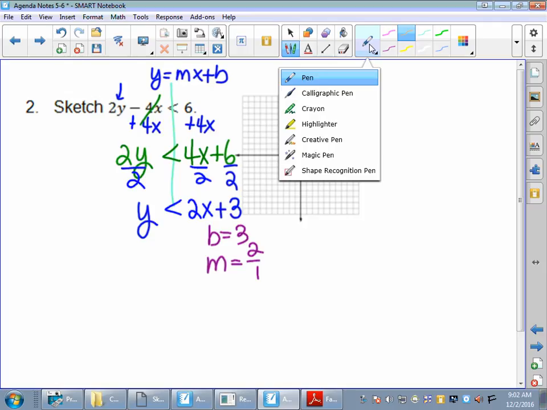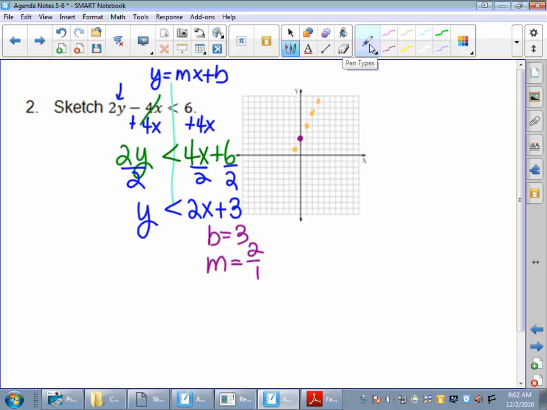Before I go ahead and just connect those dots, I need to see, is this going to be a solid or a dashed line? So I go back to this. This less than doesn't have an or equal to, so it's going to be a dashed line. So when I draw it, I'm going to just go like this.